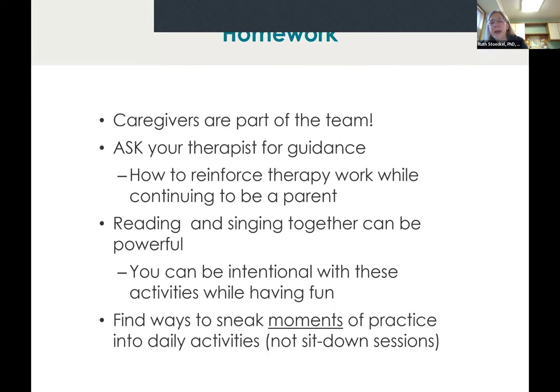Caregivers are part of the team, so ask your therapist for guidance. We really need to be a team. And parents are often surprised when I say just reading to your child or singing together. If we are intentional about how we're doing these things, they can be fun, but they can also be helping your child make progress. But it's, again, helpful to do it in conjunction with your speech person who could give you some guidance. And you can sneak moments of practice into your daily activities, not really having to sit down.